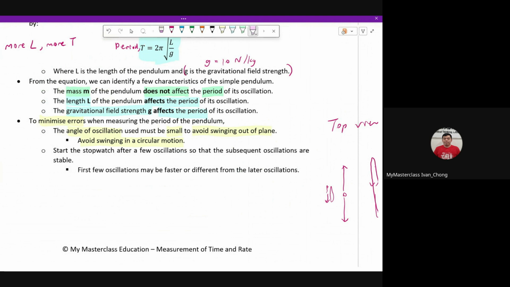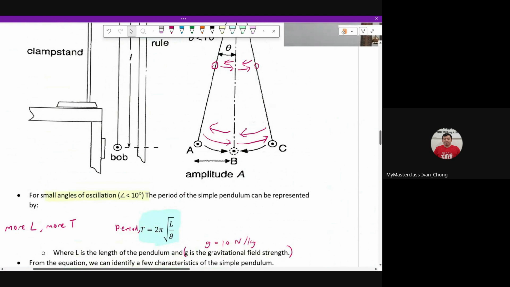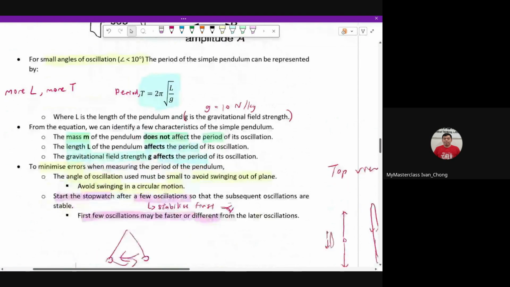And the next one is one of the more special ones. We start after a few oscillations, because when you first swing the bob, sometimes you might be pushing it, so you want it to stabilize first so that you can measure it. You can see over here, down here, the first few might be faster or different. So that's why we want to wait. We let it swing back and forth, then when it reaches the very top or the middle, depending on your school, we start the stopwatch.